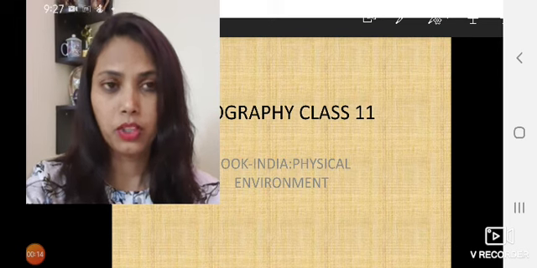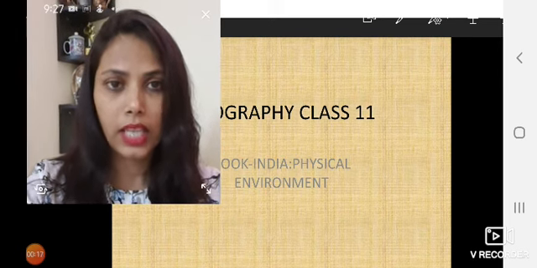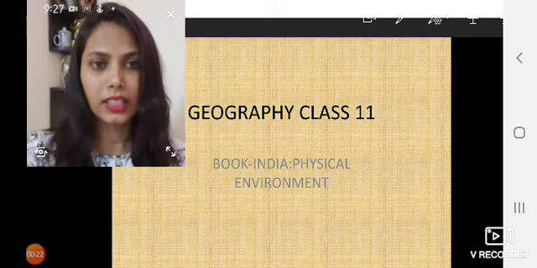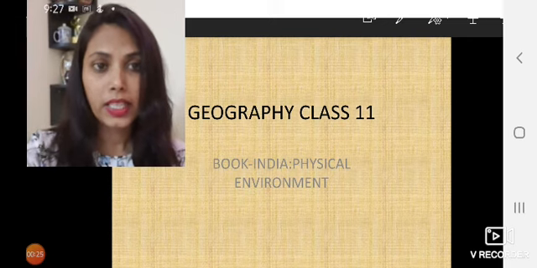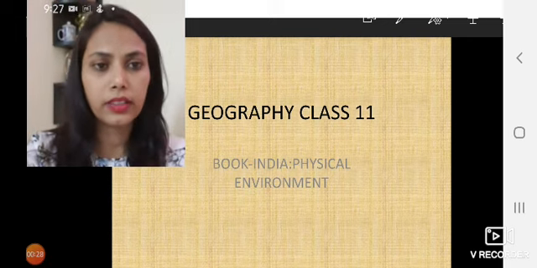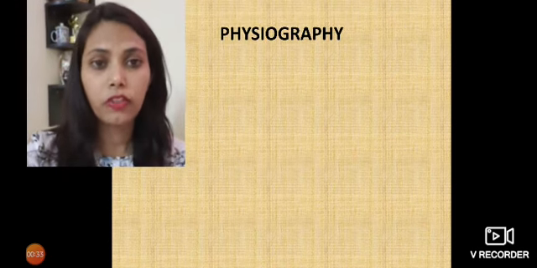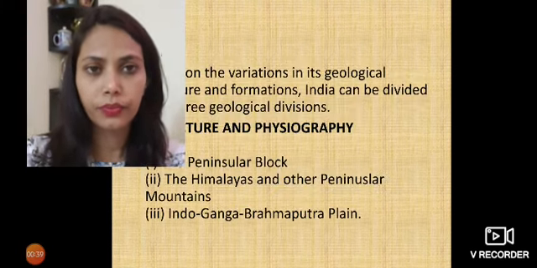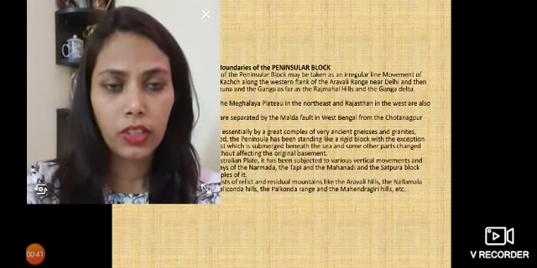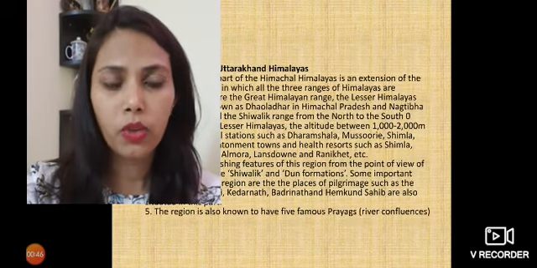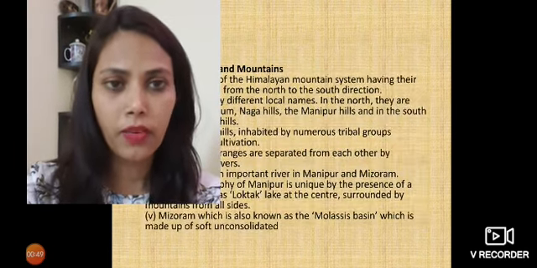You'll have to guess the topic on your own. So let's start with the explanation of the topic. It's Geography class 11, and we're doing the book India Physical Environment. We study physiography in this chapter, and we have a lot of physiographic divisions. There are six physiographic divisions in India, of which only the Himalayas is not covered, and one more. That physiographic division we'll start today.